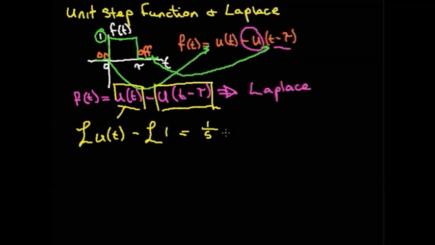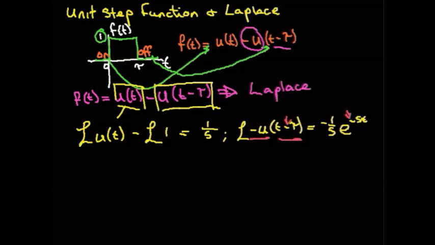The second one is the Laplace of minus u of t minus tau, and that is going to be minus 1 over s, and that's come from this element just here, and then the shift where that's occurred there is going to be e to the minus s t, and this minus here has come from this minus here.